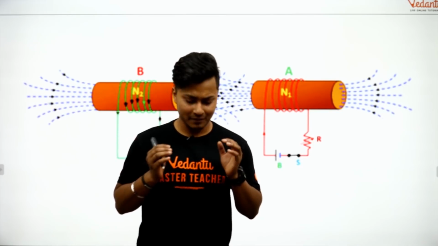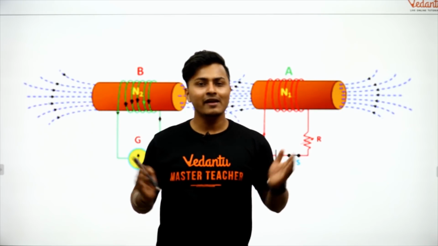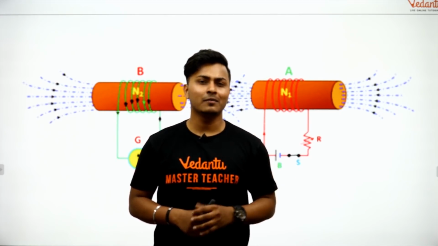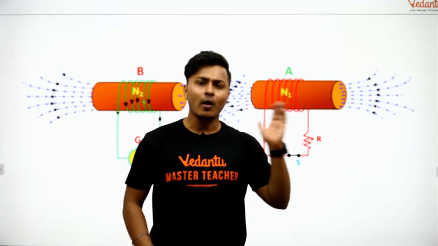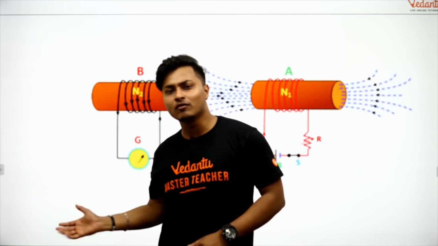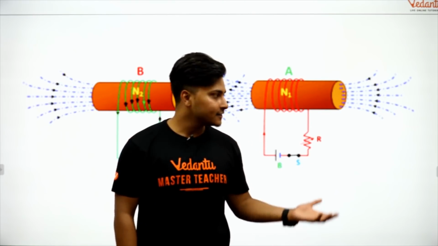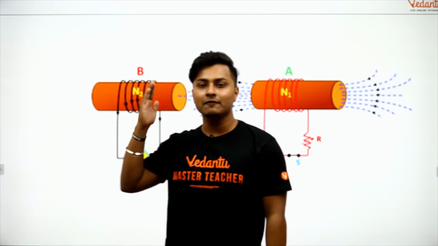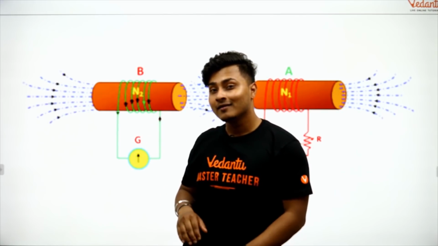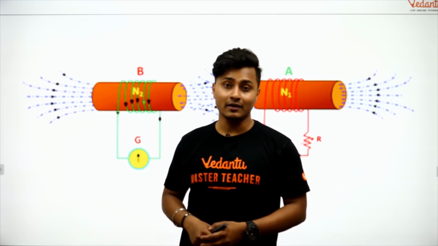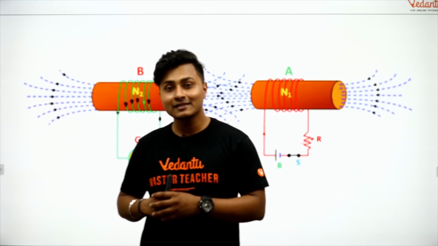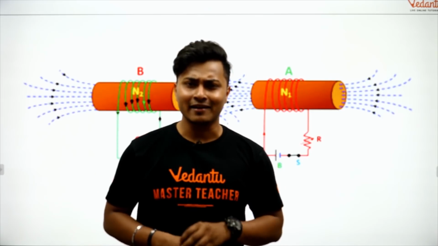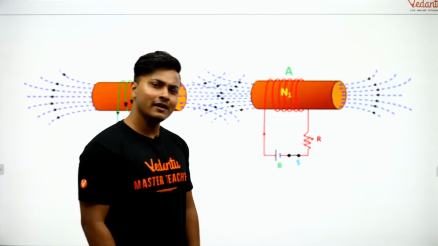Now let me put it in a very simple way. When we have two coils, coil A and coil B, coil A called the primary coil, coil B called the secondary coil. Coil A is connected to the battery, coil B is connected to the galvanometer to detect current. When current starts flowing through coil A, it produces its own magnetic field, and when this magnetic field gets linked with coil B, an induced current is being generated in the secondary coil, and this is called electromagnetic induction.